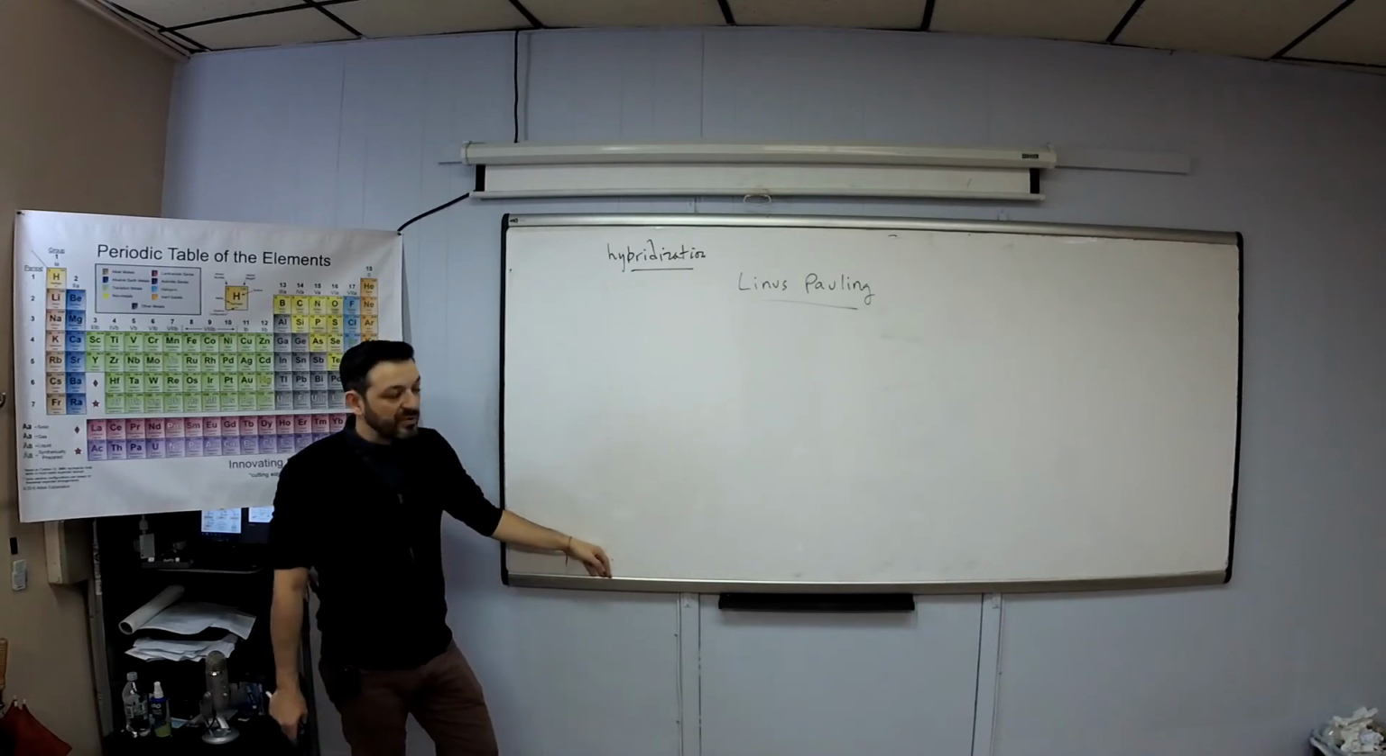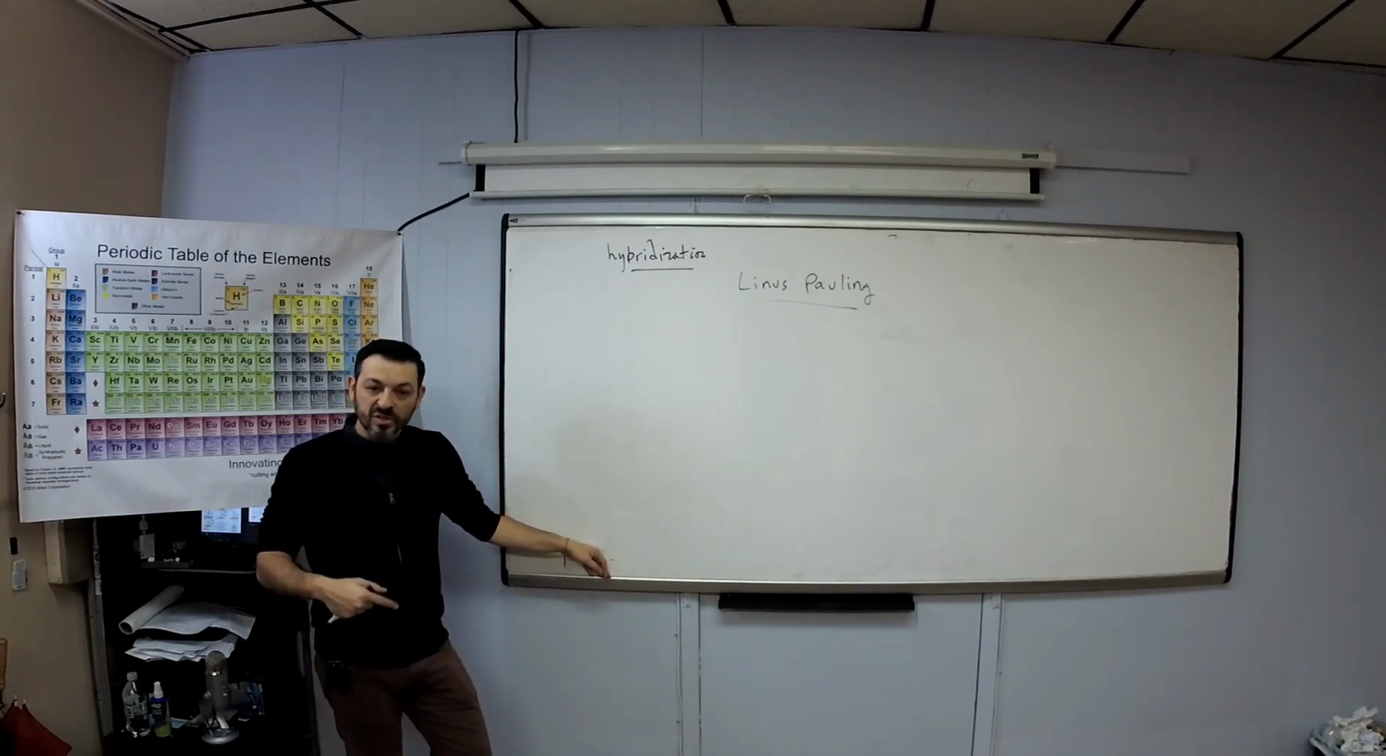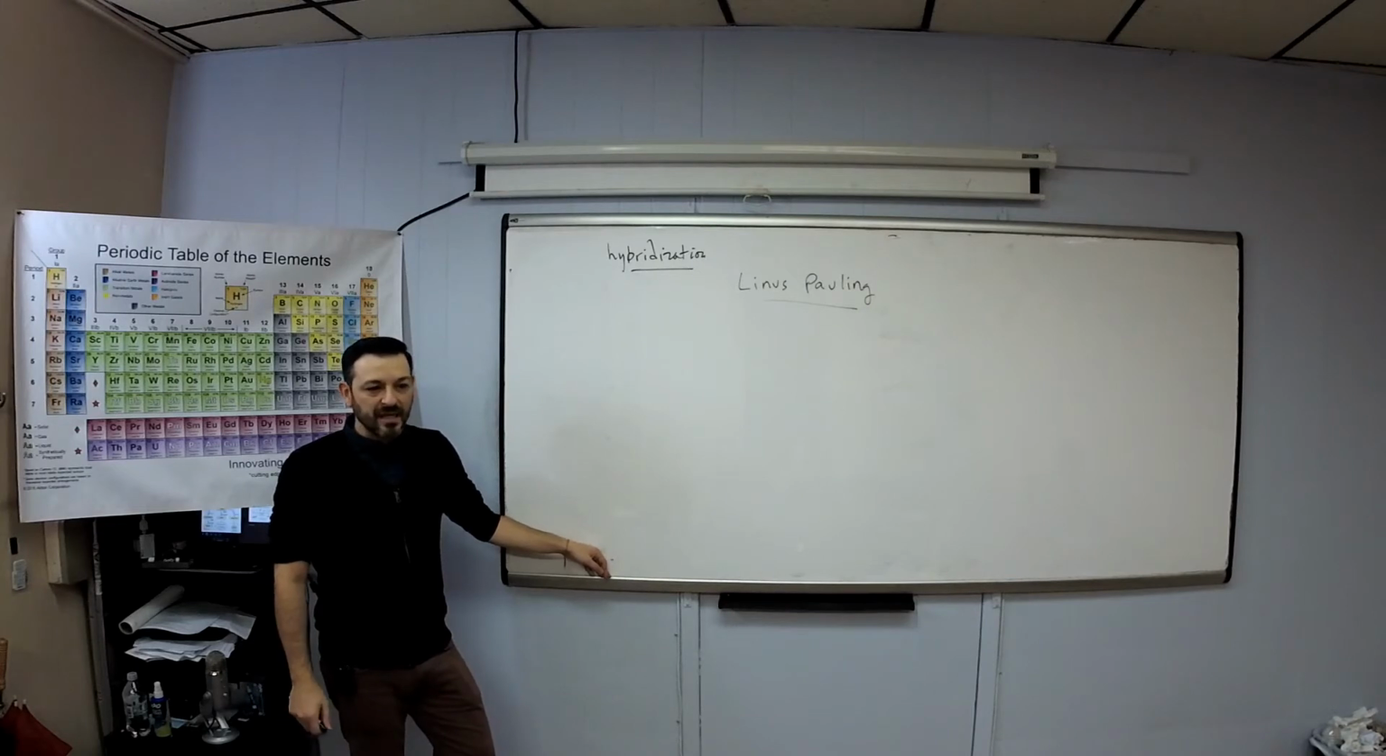So, Linus Pauling won 2 Nobel Prizes. One was in chemistry and the other one was in peace. He wrote essays against the war and somehow ended up with a Nobel Prize in peace. So that's like even crazier.